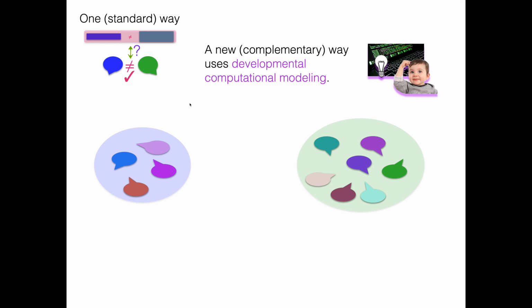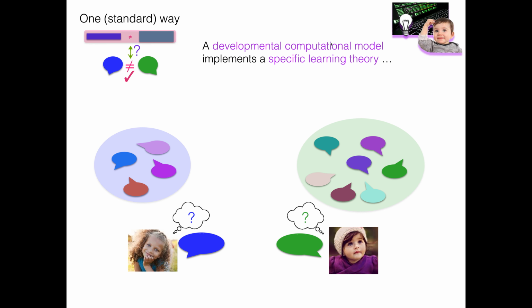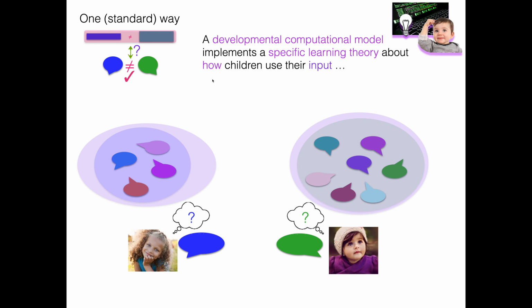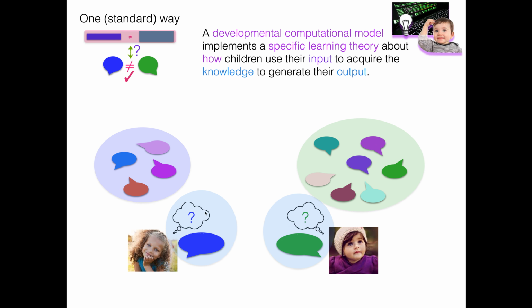So what I want to talk about today is a new complementary way that uses what I'm calling developmental computational modeling applied to the realm of language development to investigate this question, right? So in particular, a developmental computational model is going to implement a specific language learning theory, right? And in particular, a theory about how children use their input to acquire the knowledge that they use to generate their output, right? It tells you precisely how they go from input to knowledge to output. That is what that theory does. That is what that computational model implements.